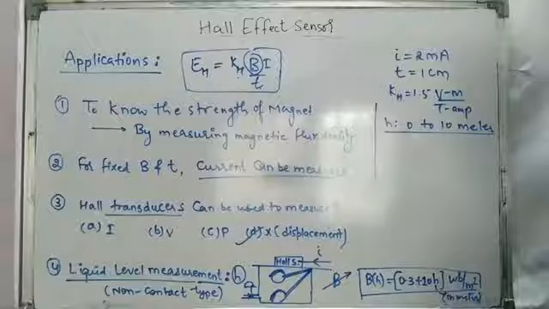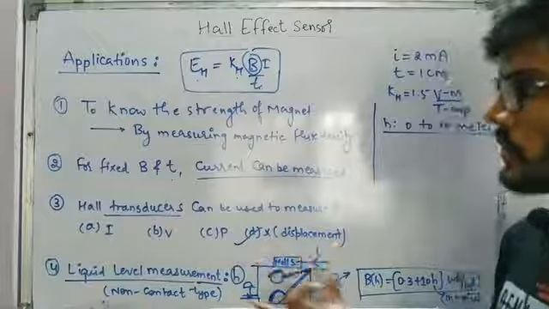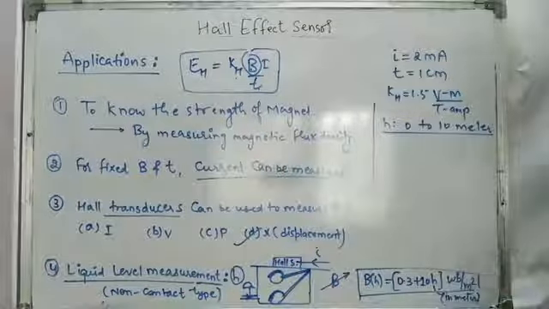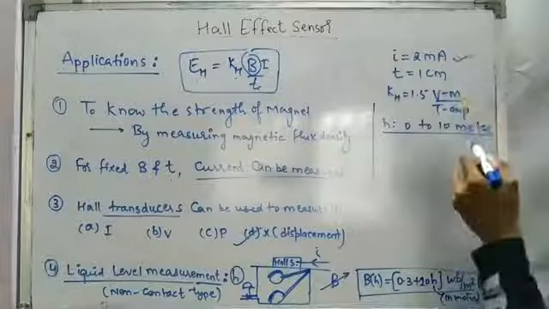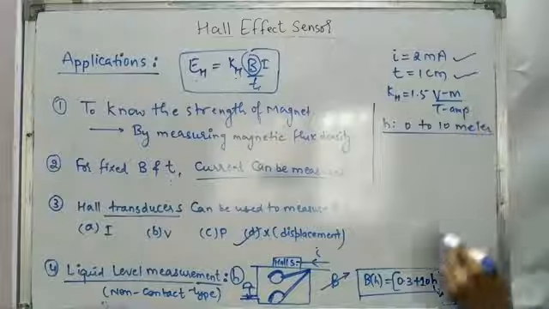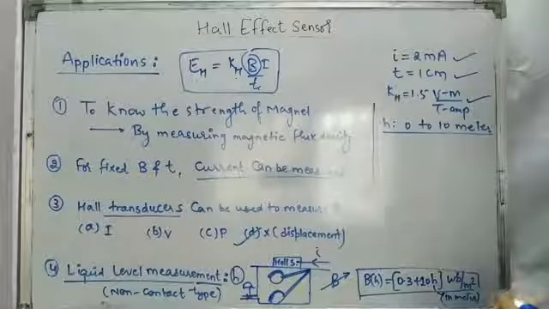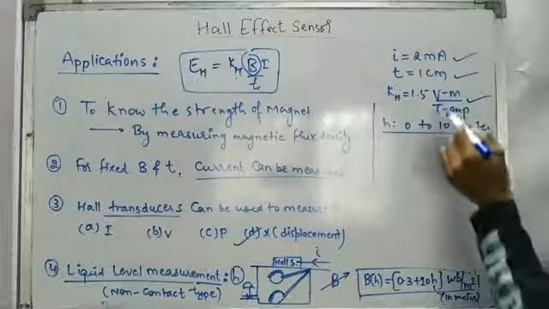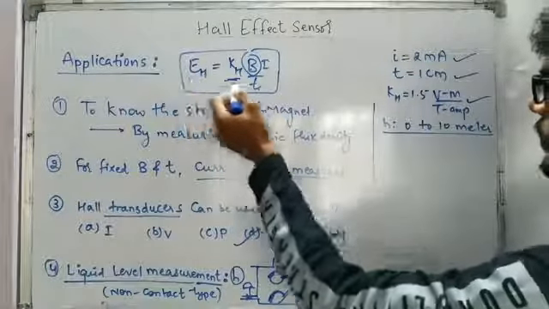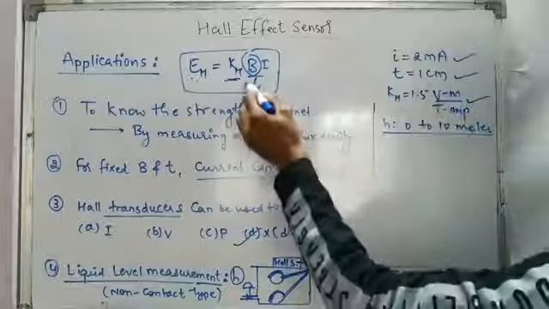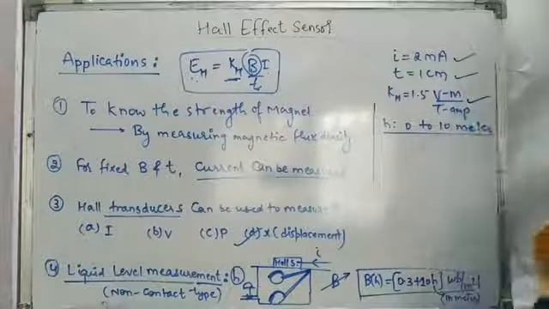Based on that, I have taken one practical example also. This kind of strategy is used to frame questions in the GATE. The given data I have taken as I = 2 milliampere, the thickness of the Hall sensor as 1 centimeter, and the Hall coefficient as 1.5 volt-meter divided by Tesla-ampere. We can get the unit from here: the unit of Hall coefficient is volt into thickness in meter, divided by the unit of B, Tesla, and the unit of current, ampere. So volt-meter divided by Tesla-ampere.